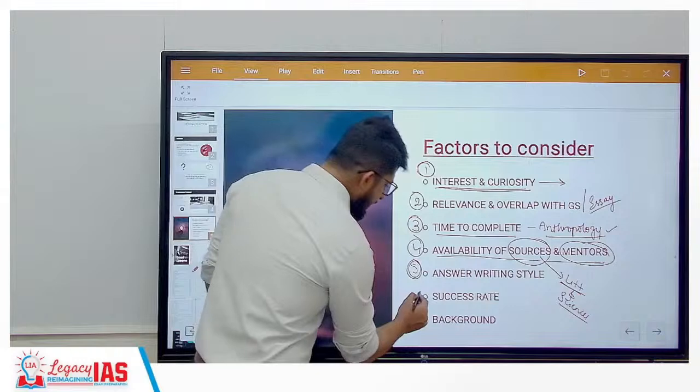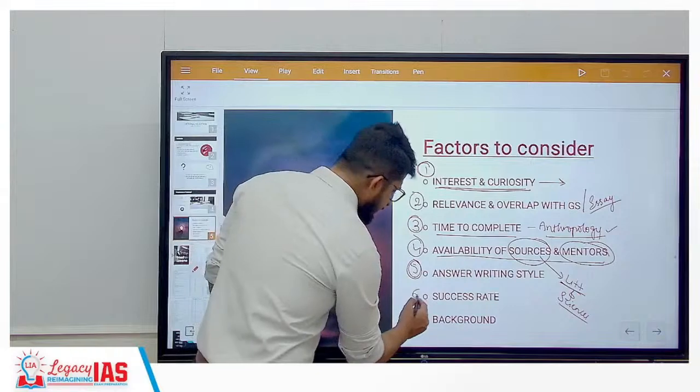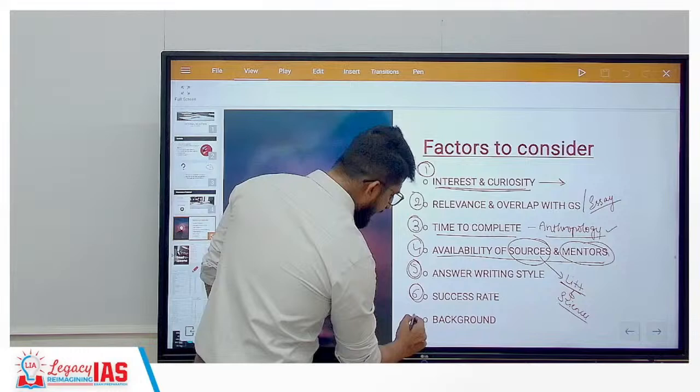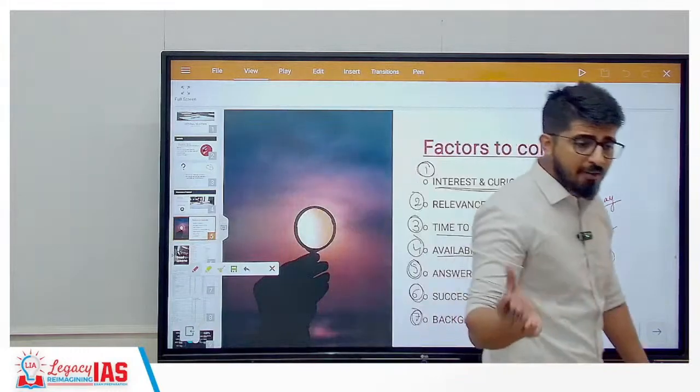And next is the success rate. We'll be discussing that in detail. This is the sixth part. And the seventh one is the background, whether you already have a background.